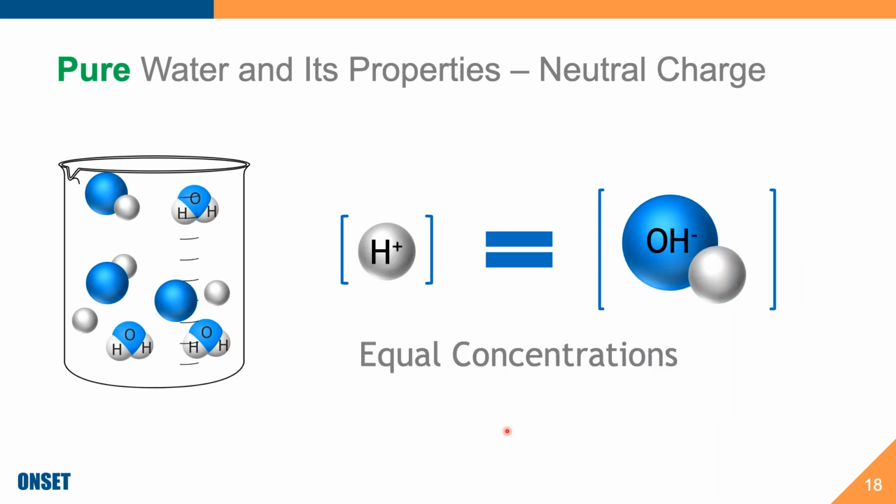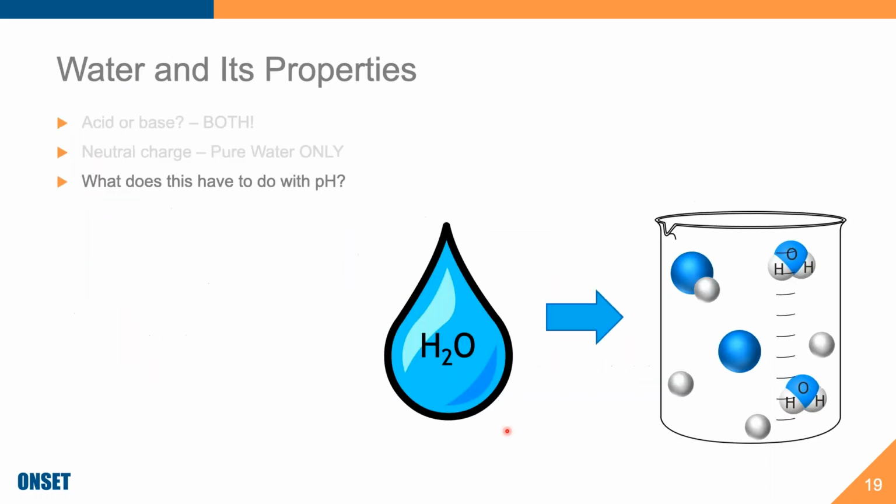And what this also means is that we have equal concentrations of hydrogen and hydroxyl ions. And this is really important, one, because it does show that water should be neutral. It should have zero charge if it's pure. And two, it relates the hydrogen ion concentration to the hydroxyl ion concentration. And for those of you who are familiar with pH, you actually have an idea now where we're going with this.